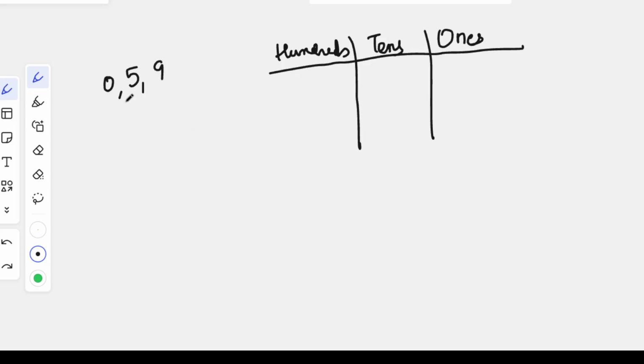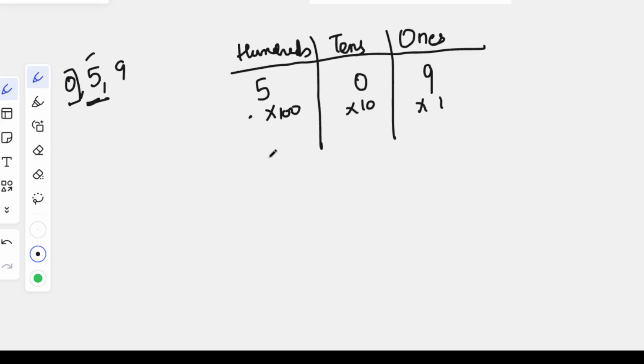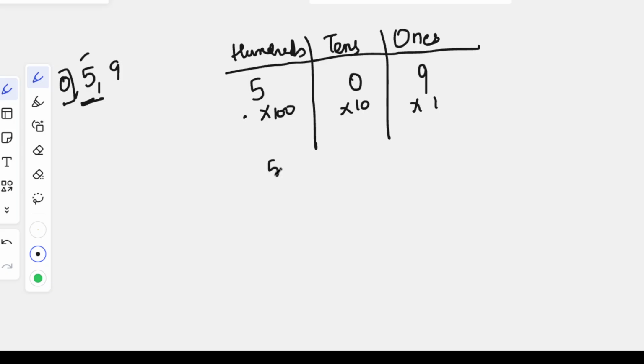So what we'll do is ignore 0 and find the next smallest digit. 5 is the smaller digit here now, so we will write 5 here, the greatest digit will come in the ones column, and we'll write 0 in the tens column. 5 will be multiplied by 100, 0 will be multiplied by 10, and 9 will be multiplied by 1, which gives us 500 plus 0 plus 9, and that gives us 509.